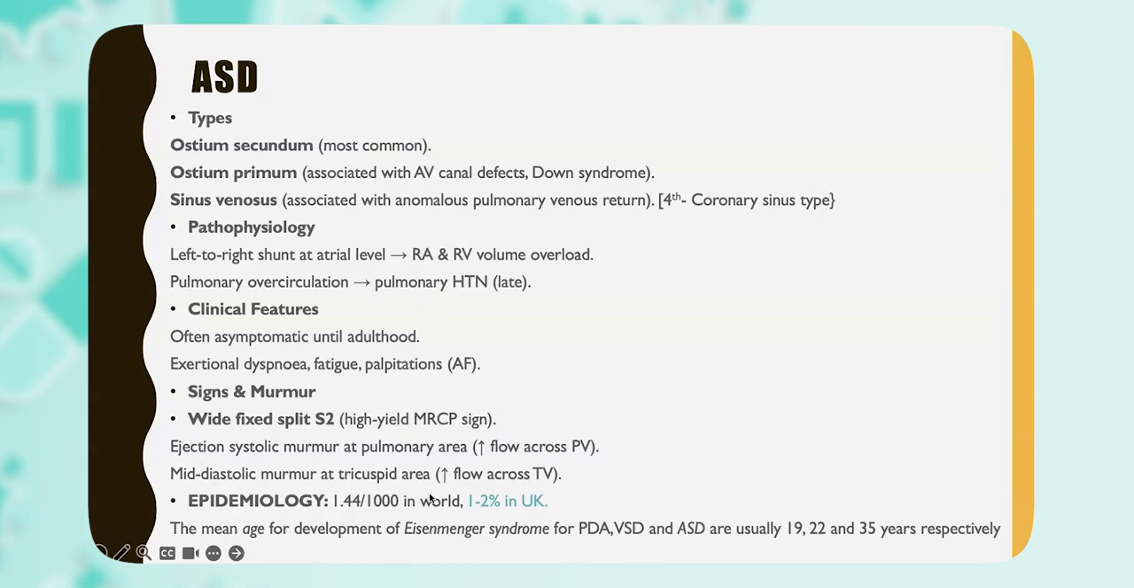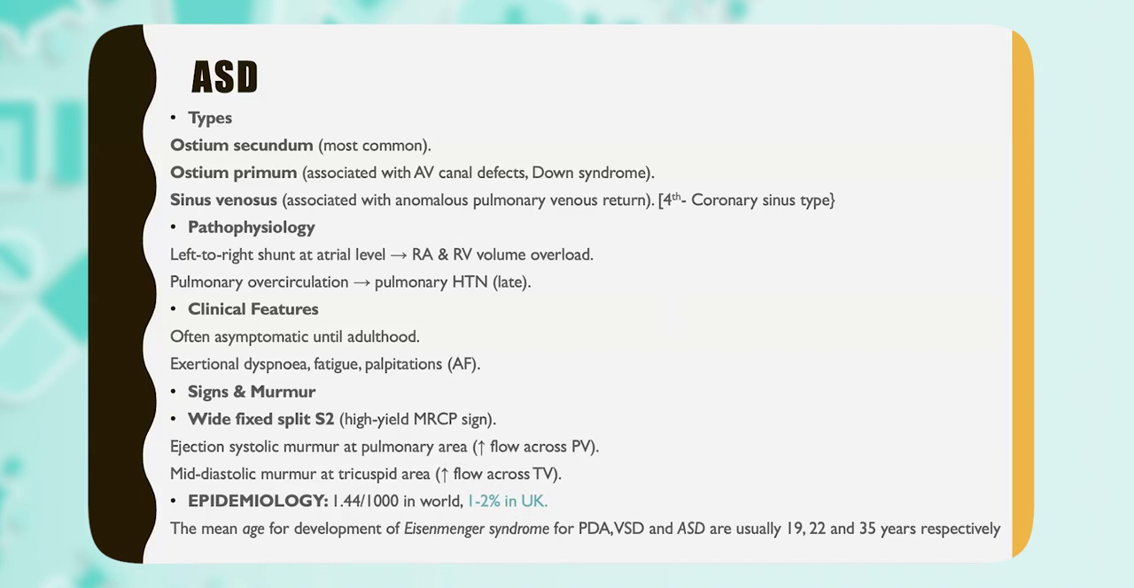Epidemiology I mentioned because compared to the world in general, UK has a lot of ASD cases, and in PACES also you can expect ASD cases to be presented. This development of Eisenmenger syndrome is an important thing. Can anybody tell me what is Eisenmenger syndrome? Just in simple terms, what is Eisenmengerization of congenital heart disease? Reversal of the shunt. Yeah, reversal of the shunt.